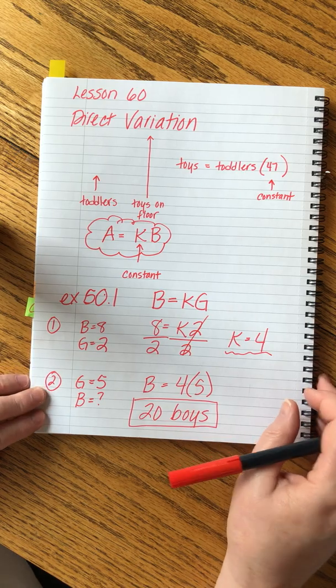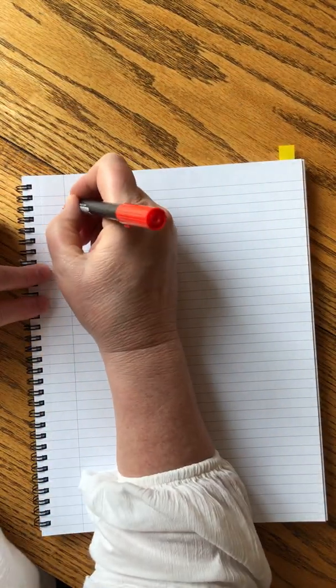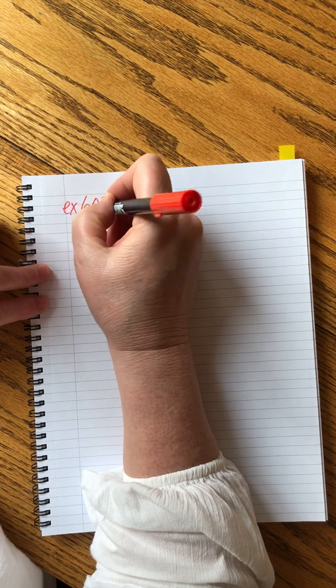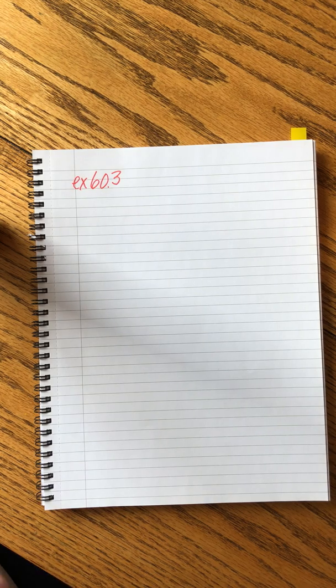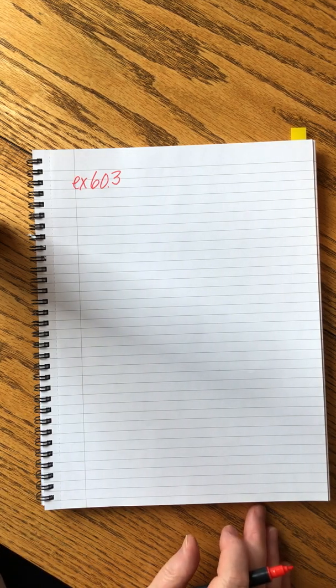Let's skip down and do 60.3. We're skipping over 60.2 because I'm doing both of the direct variations, and then we'll switch to the other type of variation and do that separately.